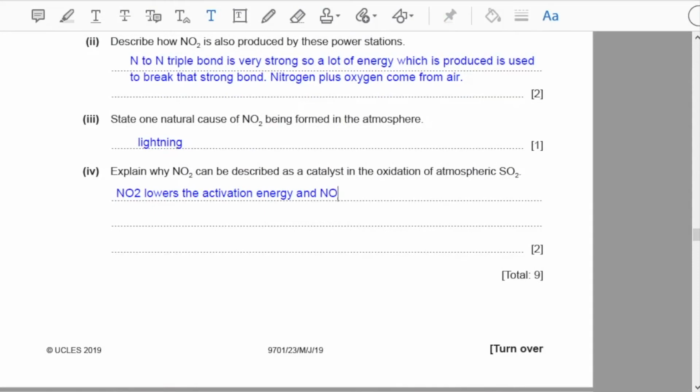and nitrogen monoxide, how do we recover nitrogen dioxide? How do we recover our nitrogen dioxide? Nitrogen monoxide will react with oxygen to form nitrogen dioxide.